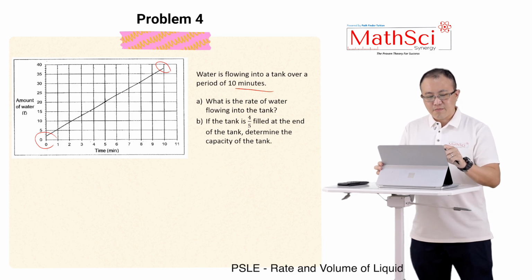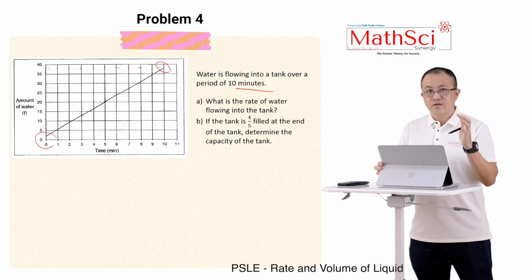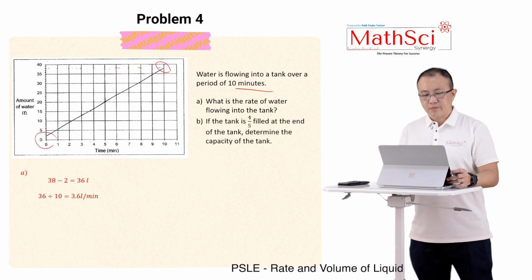So at the end, it's about 38 liters. You can draw a dotted line to see it. It's roughly around 38 liters. So this is about 2 liters. You can actually see, no need to draw a dotted line. So by that, you just take 38 minus 2, which is 36 liters. After which, you take total water divided by time, which is 10. So 3.6 liters every 1 minute will be the answer.